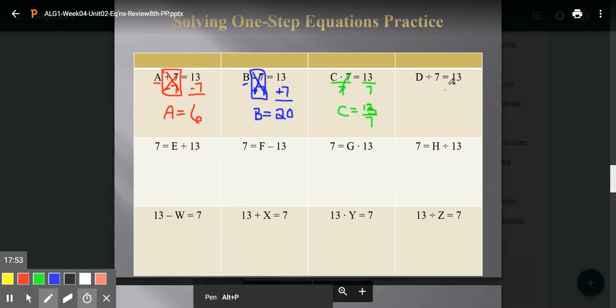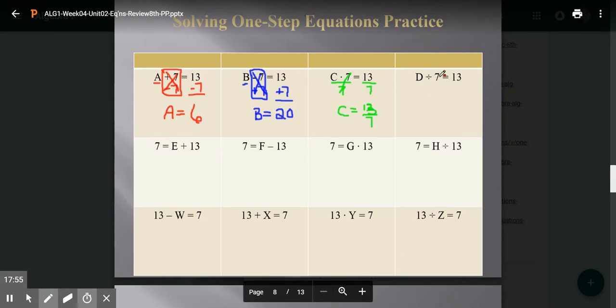Okay. And then d divided by 7, the inverse operation of dividing by 7 would be to multiply by 7. So we're going to take all of this and multiply by 7. And so we'll need to do the same thing to the right side as well. And then these will cancel out. And we'll be left with 1 times d, which is d, equals 13 times 7, that'd be 91.